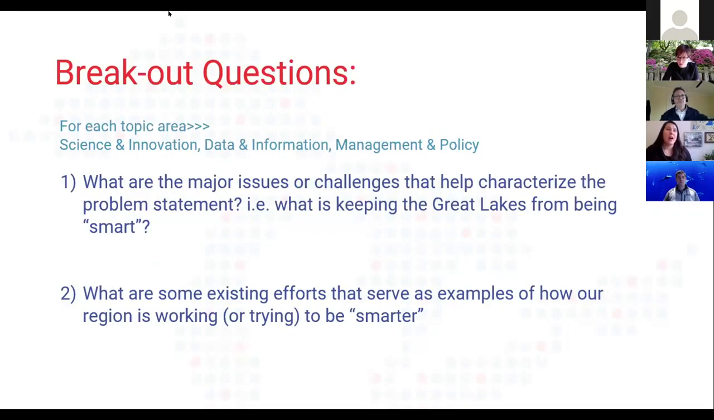And then because we are, I think, officially on time, I'm just going to wrap up now. We did have some breakout questions for you. I do want to encourage you to think about how you might contribute to this common strategy document, what you think some of the major issues or challenges are that could help us characterize these problem statements, and maybe share some examples of existing efforts that you know of that can contribute to us making the Great Lakes smarter.